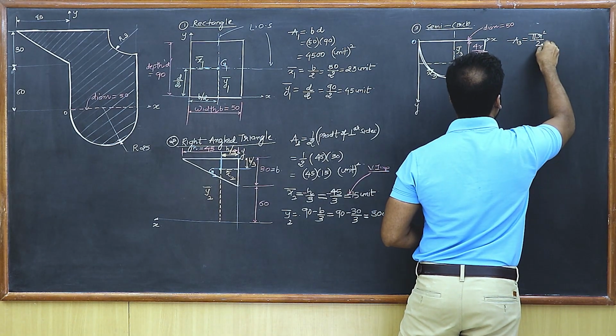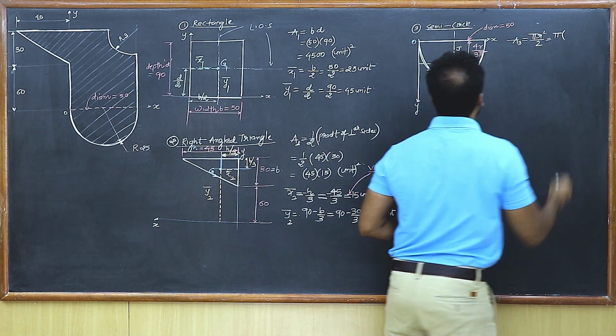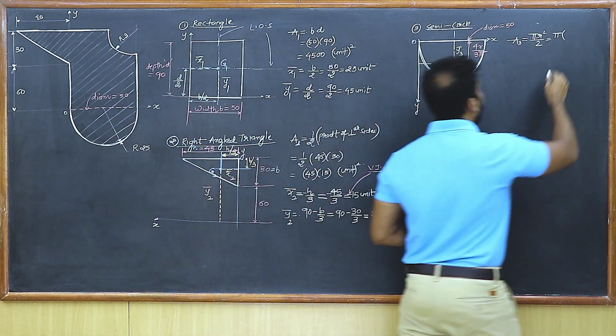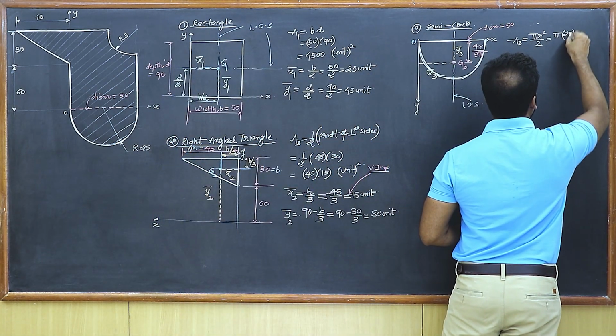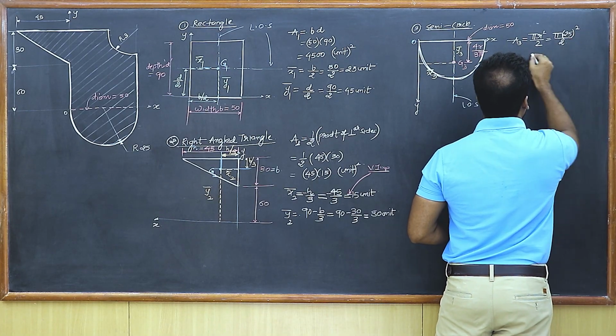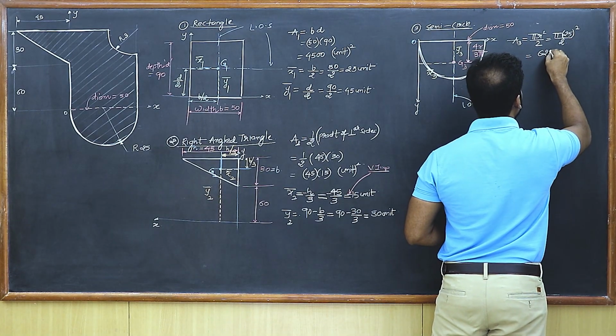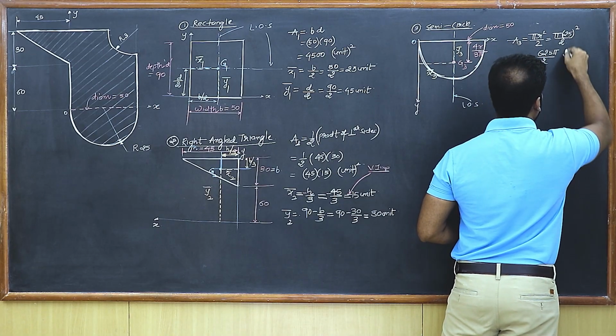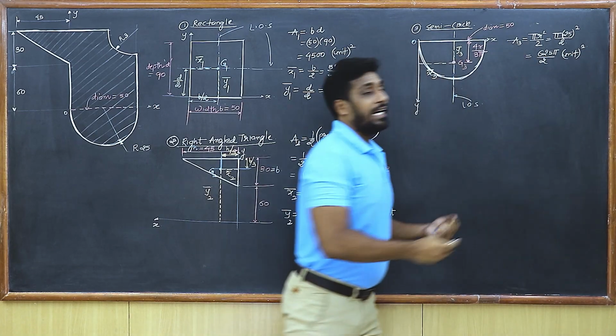So pi r square upon 2. What's the radius, students? What's the radius here? Radius is 25. So I write here pi into 25 square upon 2, which on simplification gives me 625 pi upon 2, and I can write unit square. So that's A3, isn't it?